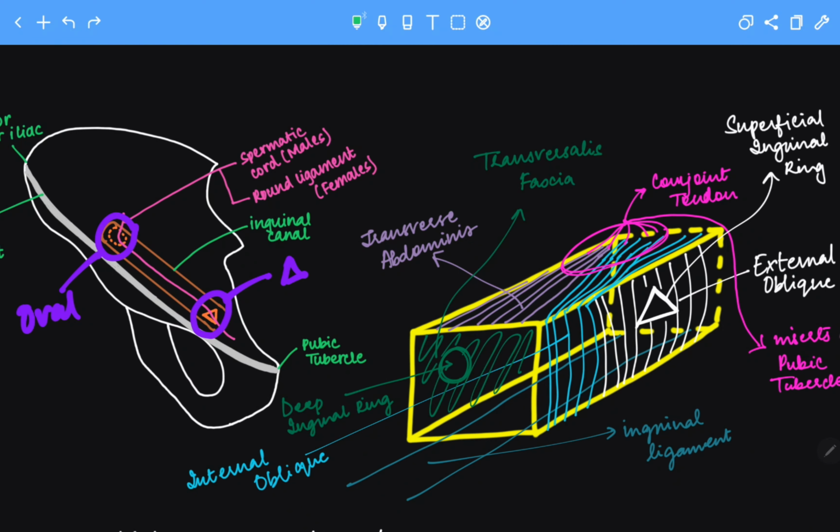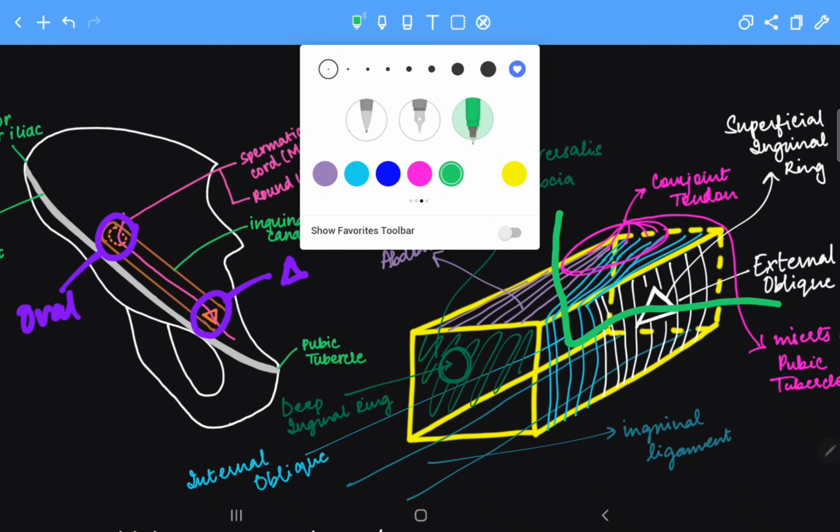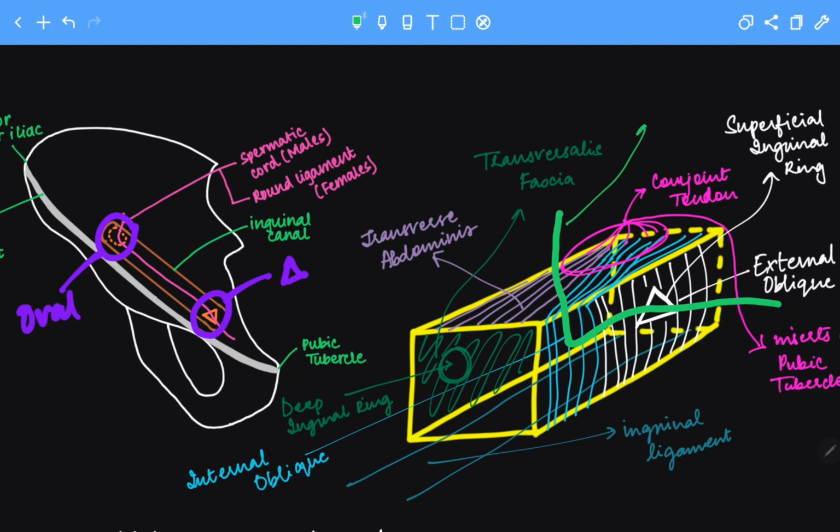The ilioinguinal nerve is going to pierce both the transversus abdominis and the internal oblique, which form the superior border of the inguinal canal, and enter the inguinal canal, and then it will go from inside and exit through the superficial inguinal ring. So this is how the ilioinguinal nerve enters and exits the inguinal canal.